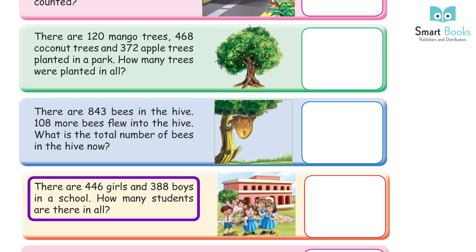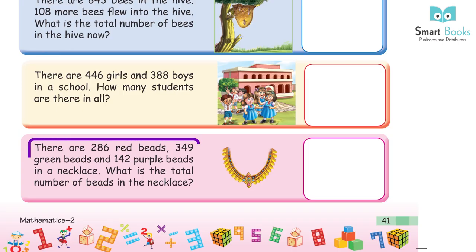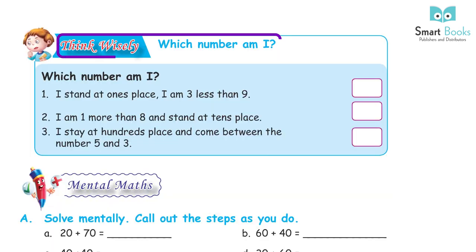Answer: 834. There are 286 red beads, 349 green beads and 142 purple beads in a necklace. What is the total number of beads in the necklace? Answer: 635. Think wisely. Which number am I?